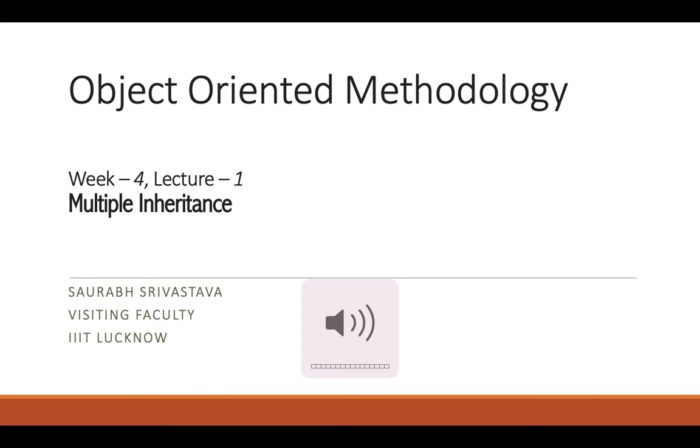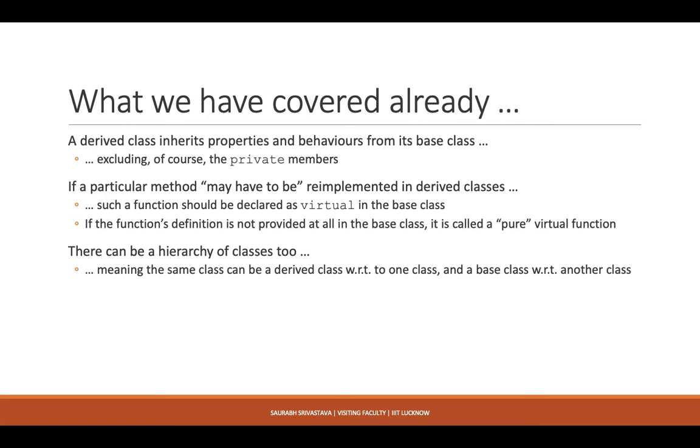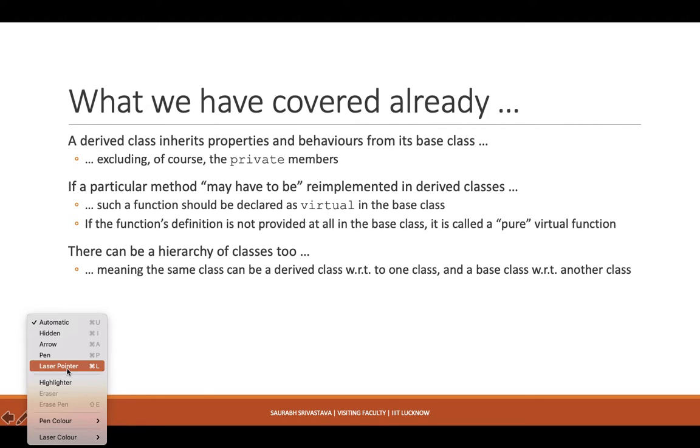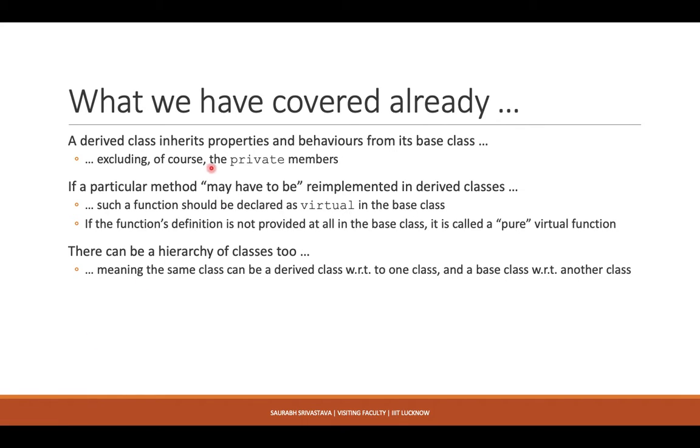Hi, so we are now in week 4, and this week is all about multiple inheritance. So, just a brief reminder of what we have already done. One of the things that you already know is that whenever there is a case of inheritance, the private members are not inherited. That is something that we already know, right?